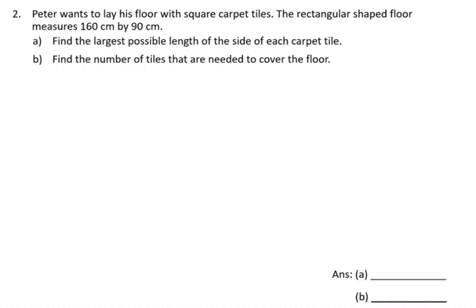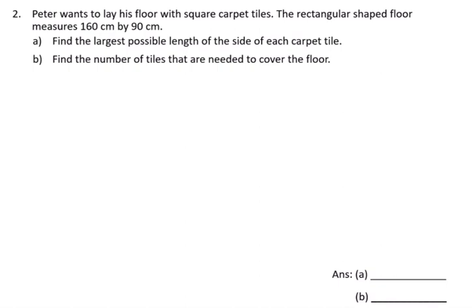So what we do is, we definitely need to find the highest common factor for 160 and also 90. Because you know that this is regarding square carpet tiles. We need to find the square tiles, the largest possible length of the square tiles. So that means if it's a square, all sides are equal, okay?